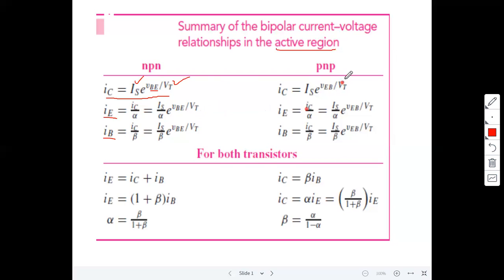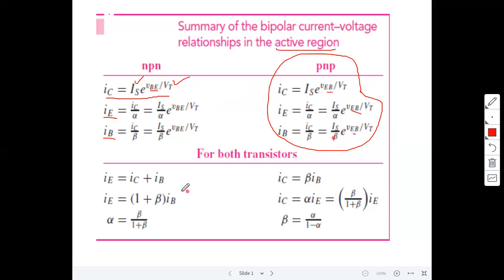Now if we consider the PNP transistor, almost the same relations apply, except the polarities are different. Here it is VBE, there it is VEB.